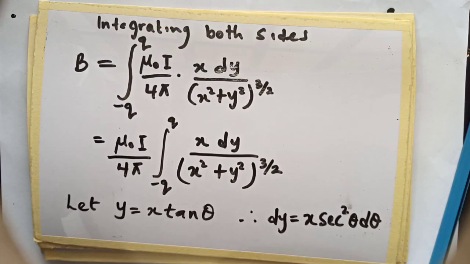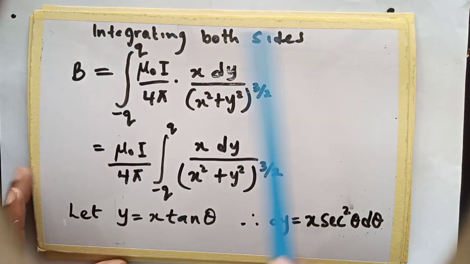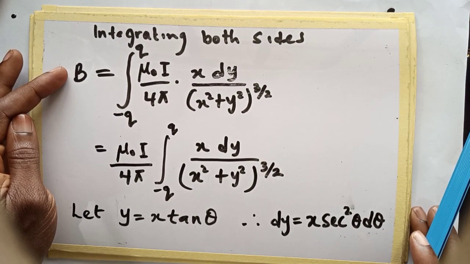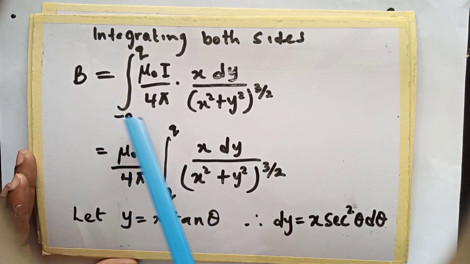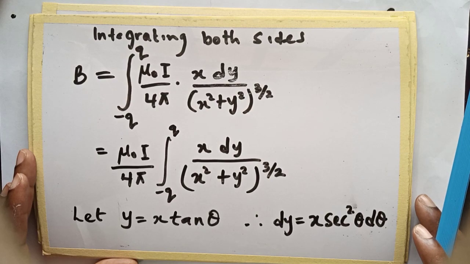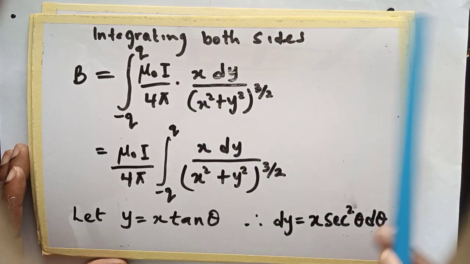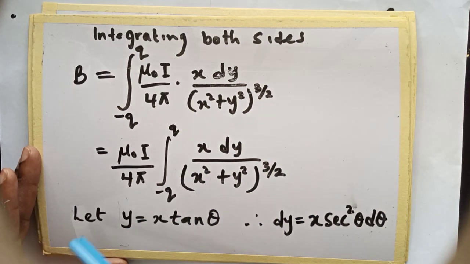In the next slide, to determine the value of B, we integrate both sides. You remember, this one is dB. When we integrate dB, it gives us B. Now on this side, we integrate this part. We are moving from minus q to q, because that's the length of the wire, so we have this expression. To integrate this particular problem, we make this substitution: y is equal to x tan theta, where dy is equal to x sec squared theta d theta.